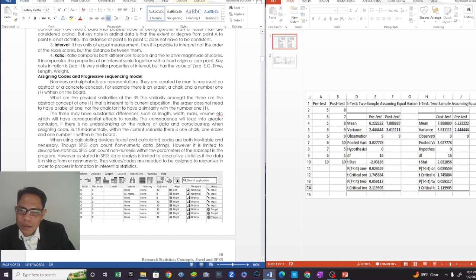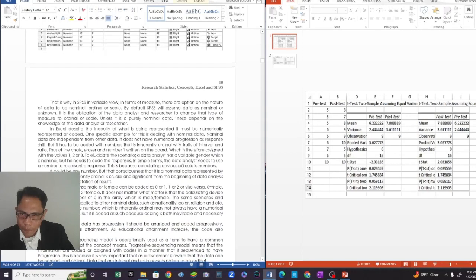So when using calculating devices, Excel and calculators, codes are both inevitable and necessary. Though SPSS can count non-numeric data or string, it is limited to descriptive statistics. SPSS can count non-numeric data within the parameters of the subscript in the program. However, as stated in SPSS, data is limited to descriptive statistics. If the data is in string form or non-numeric, values and codes need to be assigned to the responses in order to process information in inferential statistics.